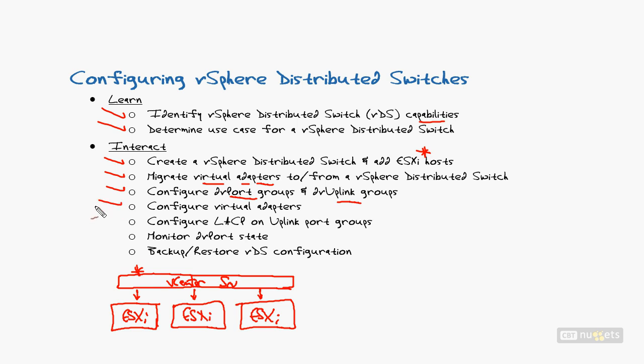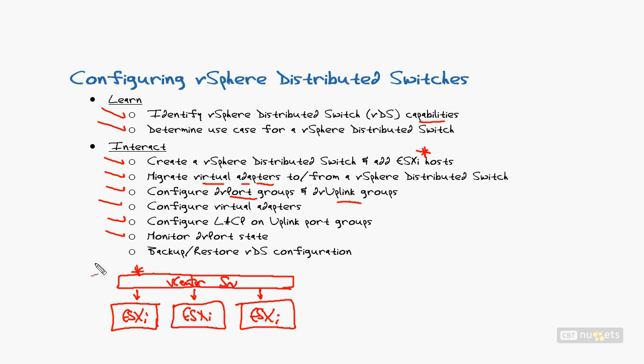We're going to configure those virtual adapters. We're also going to take a quick look at LACP on uplink port groups. I don't want to spend too much time because you can get really complex with LACP, especially if you start taking LACP into its ultimate conclusion, which is spreading your traffic across multiple switch infrastructures if you want to.